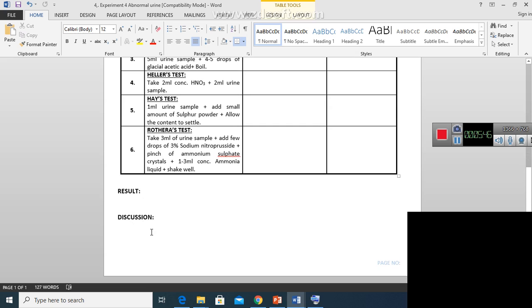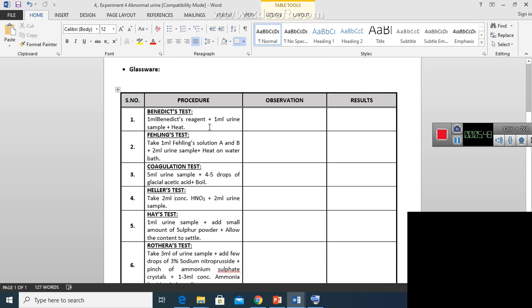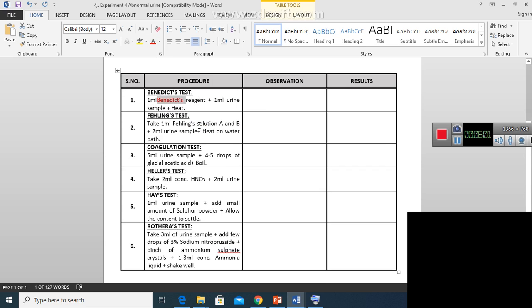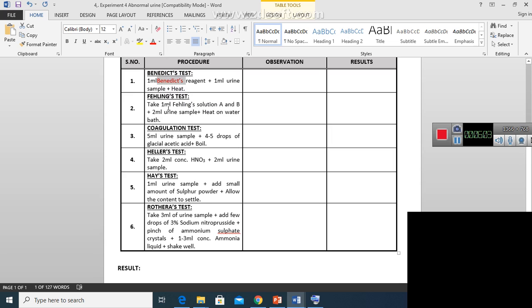After that you have to write down the results whatever you find here, the conclusion of results, and then you have to discuss your result here. So I will again color all the chemicals in these tests. All these are the chemicals that you have to write in the chemical section.